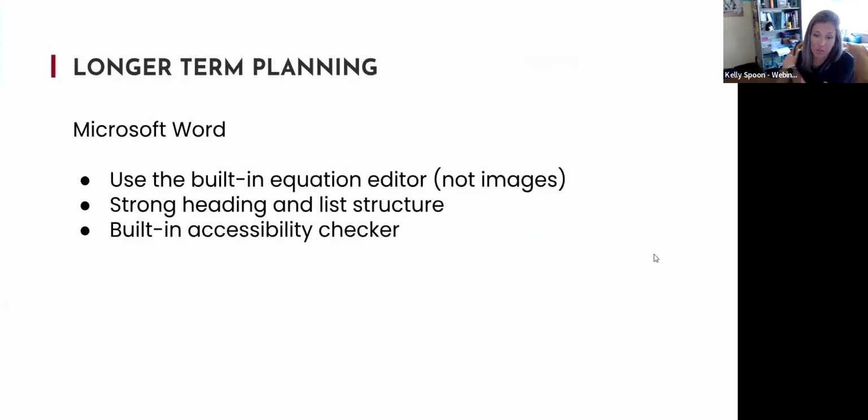So longer term planning, previously this was my solution. I'm going to use Word. I'm going to use the built-in equation editor. I love that I can press Alt equal and get math to pop up pretty quickly, though I do love actually just popping it in with some delimiters. Make sure you have a strong heading and list structure, and then use that built-in accessibility checker.